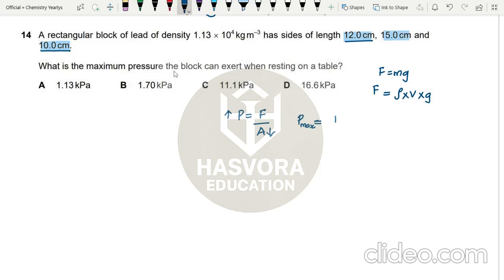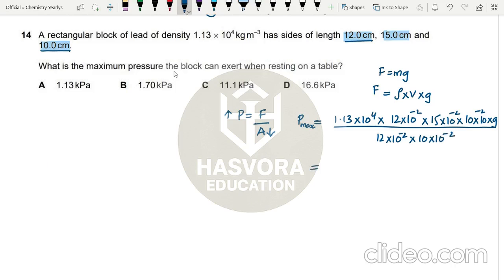So 1.13 into 10 power 4, and we can calculate the volume by the three sides, so it will become 12 into 10 power minus 2 into 15 into 10 power minus 2 because it is in cm, into 10 into 10 power minus 2 and into the gravity. So this will be divided by the area, which will be 12 into 10 power minus 2 into 10 into 10 power minus 2.